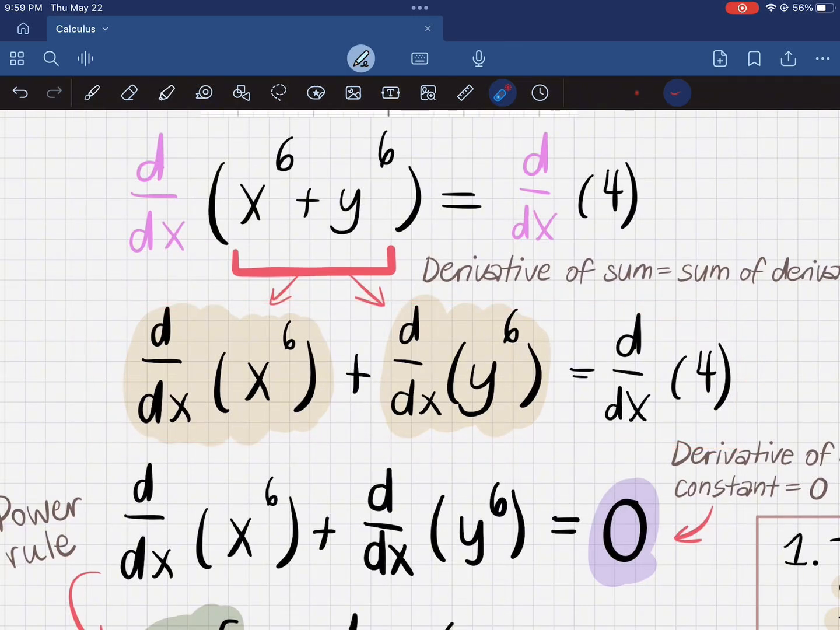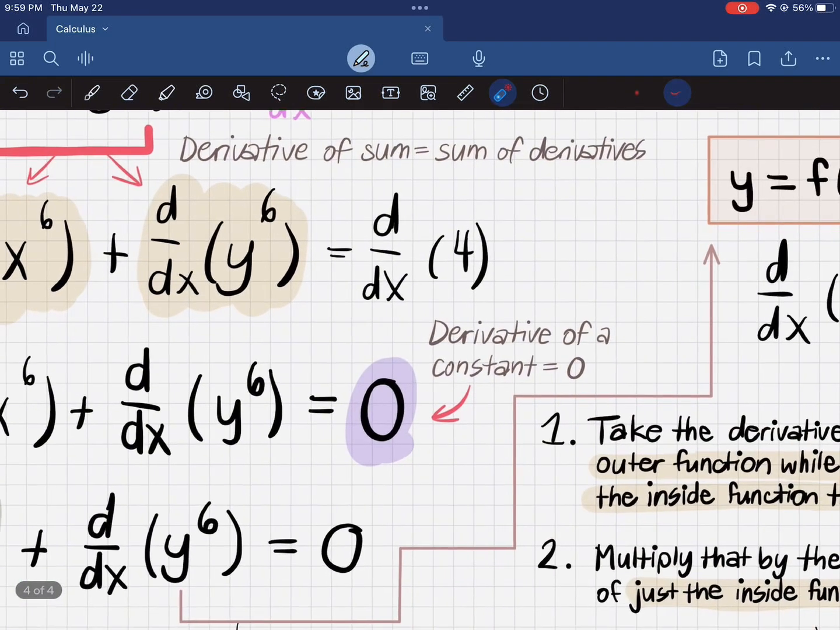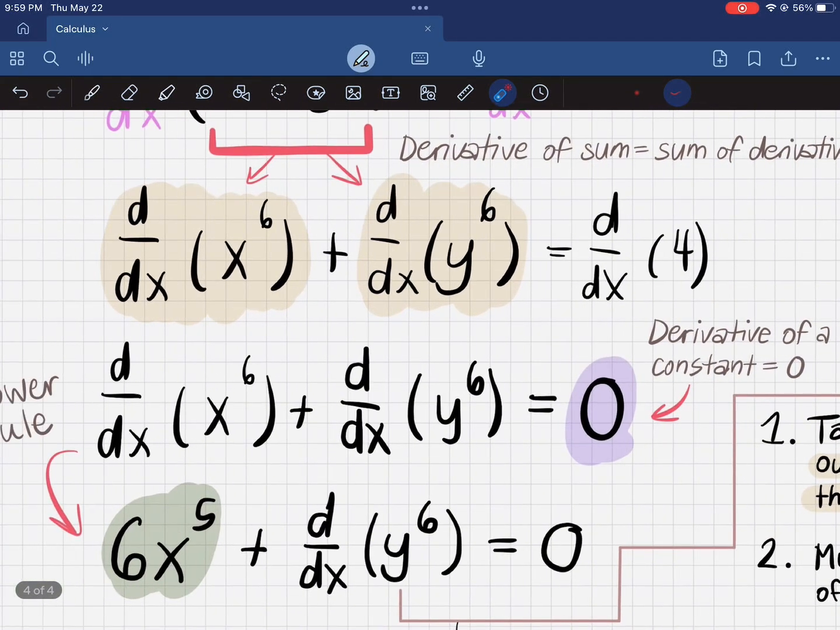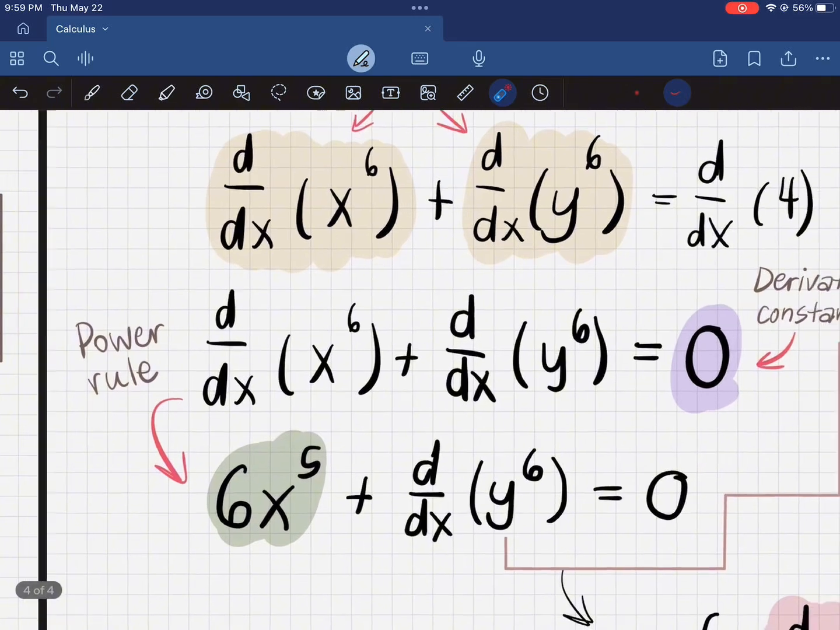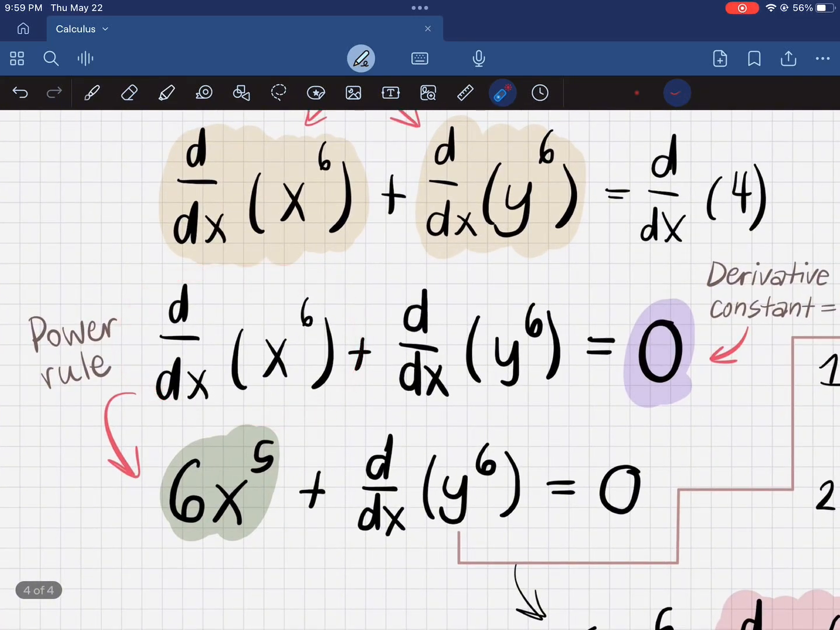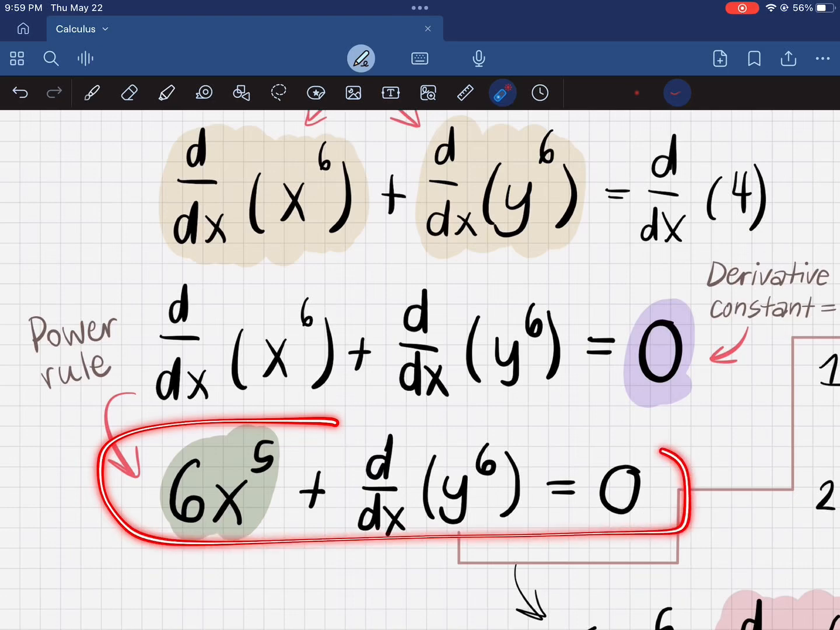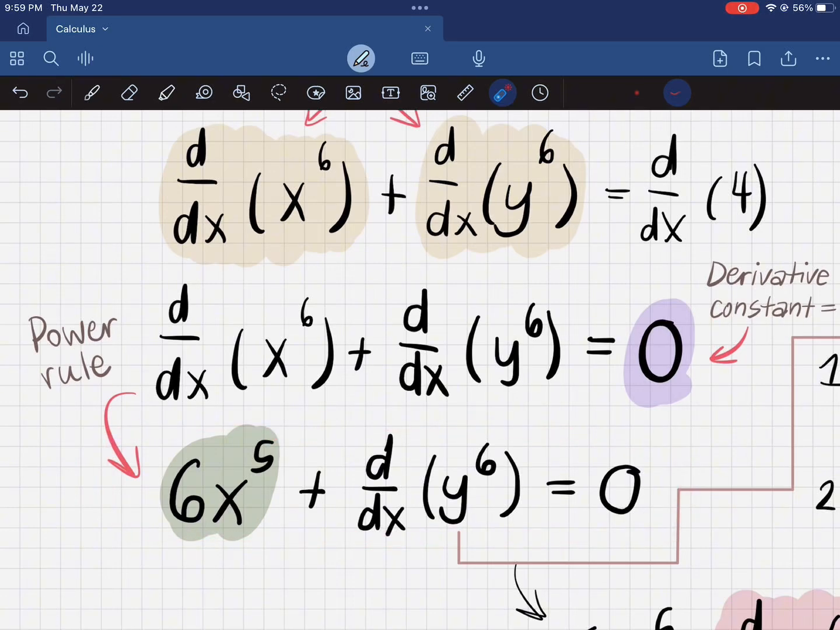We also know that the derivative of a constant is always equal to 0. So now we have this. And for this first term, we would just apply the power rule like normal, giving us this. Now here's where it gets a little tricky. Think of implicit differentiation as simply an application of the chain rule. Here's where that comes in.